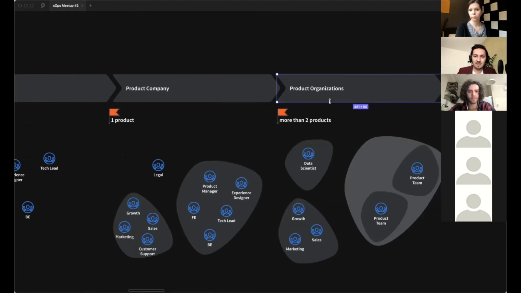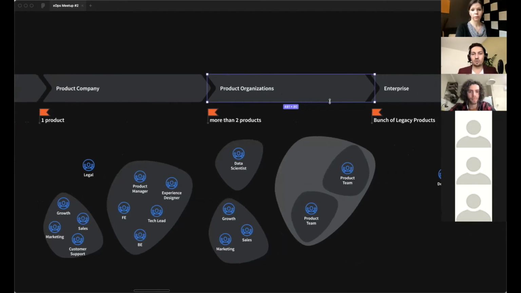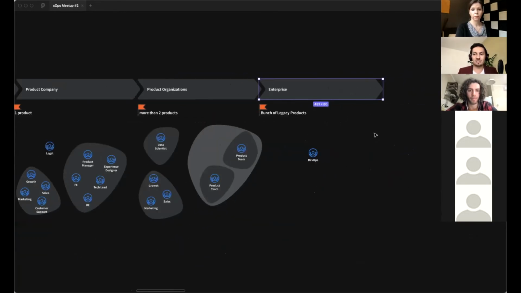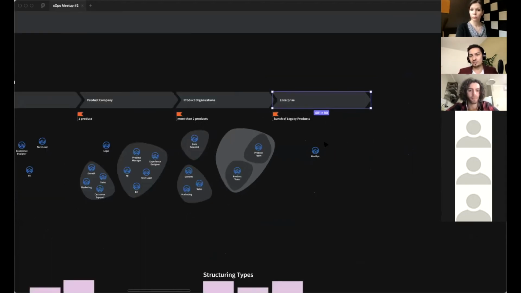The next phase is product organizations, when we have more than 2 products. And the story case that I shared before about Deliveroo applies here. They are somewhere here, where they are starting to see that they have a couple of product teams and they are starting to group them as domains, etc. And the last one is the enterprise organizations, with a lot of products and teams inside different portfolios, streams, etc.